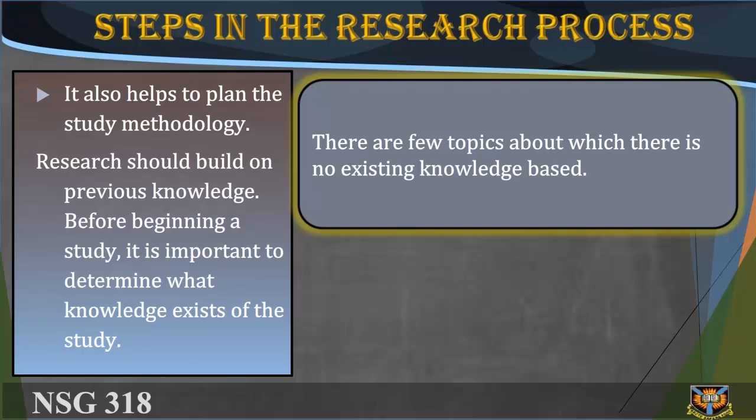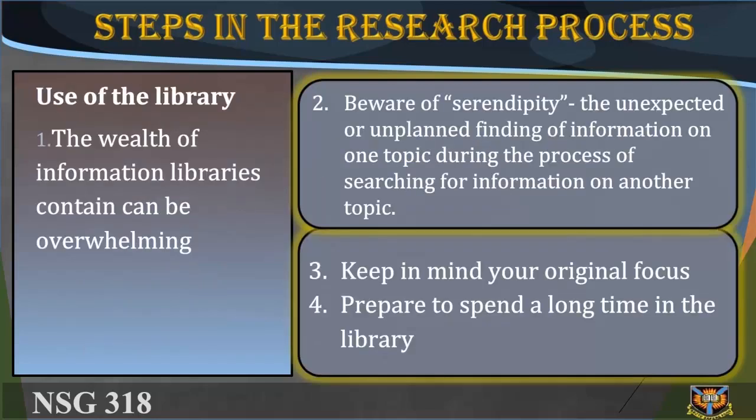Research should build on previous knowledge. Before beginning a study, it is important to determine what knowledge exists of the study. There are few topics about which there is no existing knowledge base. There are many routes of access to the published literature. Literature sources can be located through the library card catalog, indices, abstracts, and computer-assisted searches.